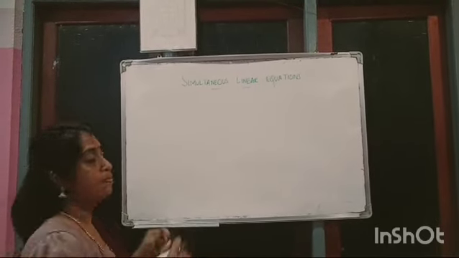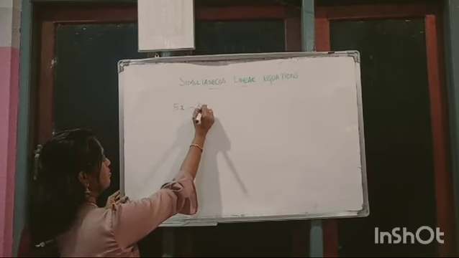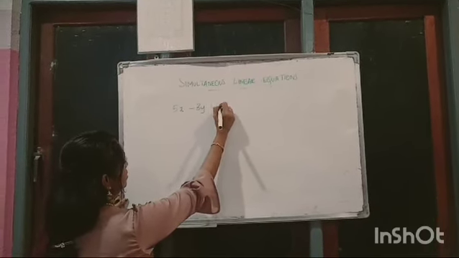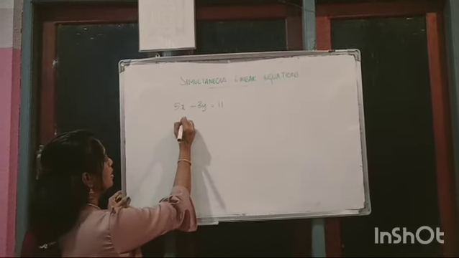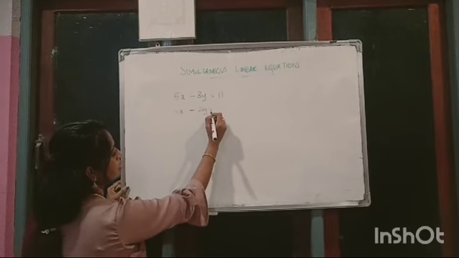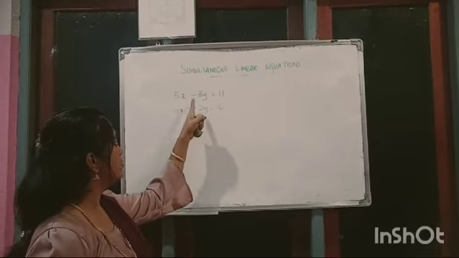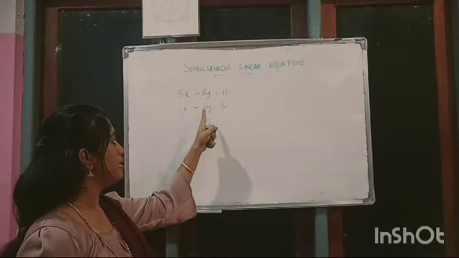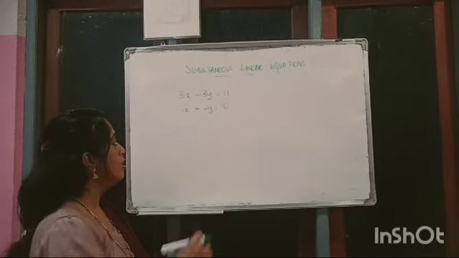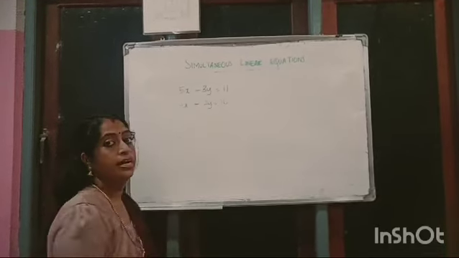So, I'll give an example. 5x minus 3y equals 11. 4x minus 2y equals 10. Okay. So, these are two equations: 5x minus 3y equals 11, and 4x minus 2y equals 10. Two linear equations in two variables. So, here x and y are the variables. 5, minus 3, 11, 4, minus 2, 10 are the constants.